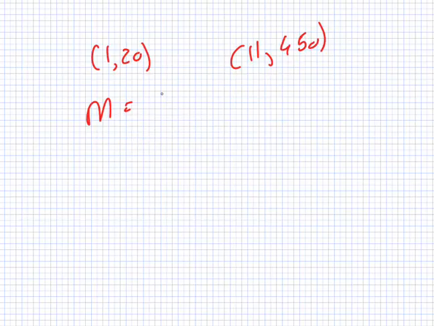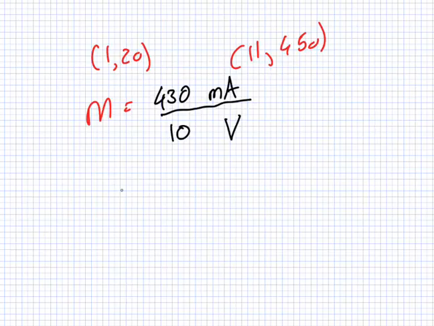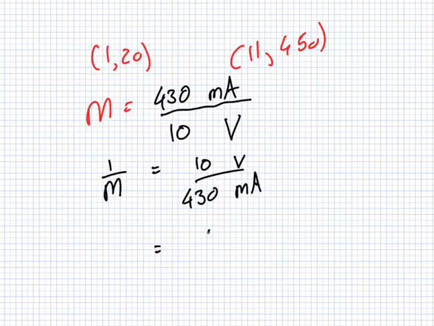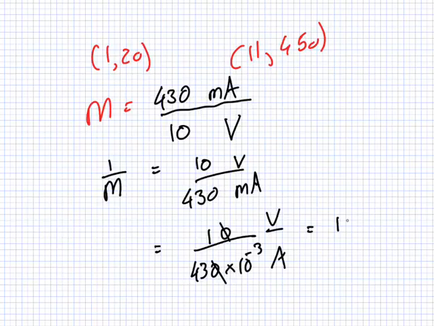This is 430. This is milliamps. And then here it's 10, what's the unit? Volts. So then 1 over M is 10 volts over 430 milliamps. So this is 10 over 430 times 10 to the minus 3 amps. And volts over amps is ohms. So hang on, that cancels that, and we get 10 to the 3 over 43 ohms.